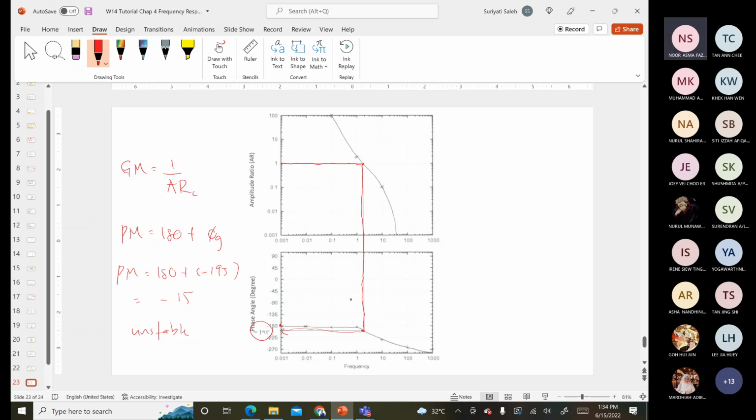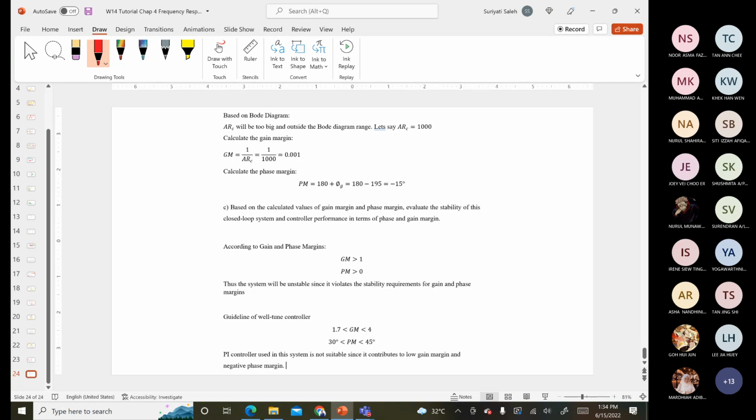Although you use the PI controller here, if we try to take a look, since you cannot calculate the AR, let's say AR is too big and outside the Bode diagram range, I just assume 1000. When I put 1000, you can see the gain margin is too small, 0.001. And the phase margin here, negative 15. So based on this, we can say that it violates the stability requirement and it becomes unstable.